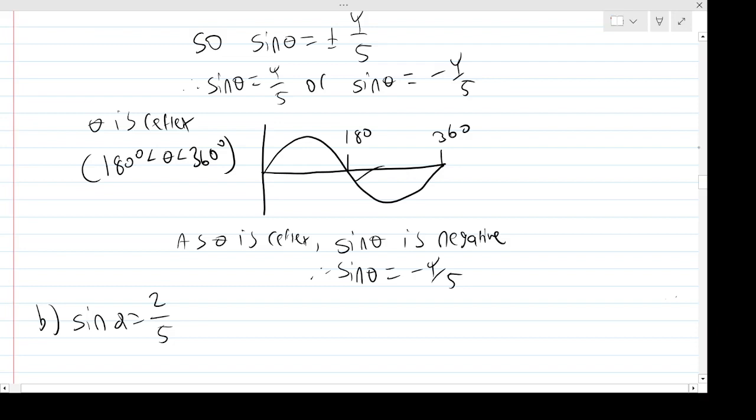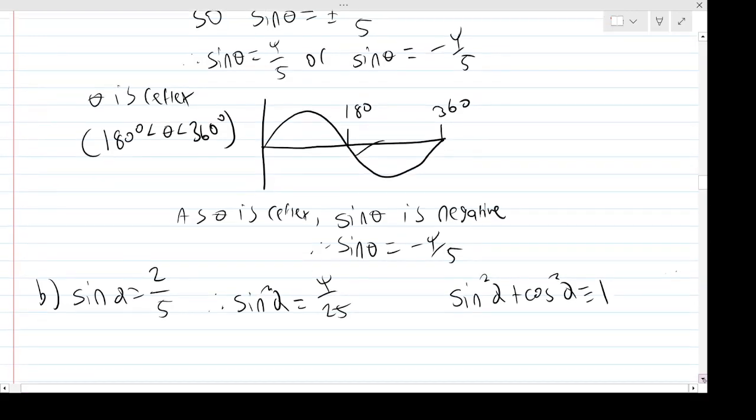So to avoid that, we can use the identity again. Sine squared of alpha add cos squared alpha is again 1. Remember, you must know that identity. We will be using it again and again. So sine alpha is 2/5. Therefore, sine squared alpha is going to be 4 over 25, if I square that fraction.